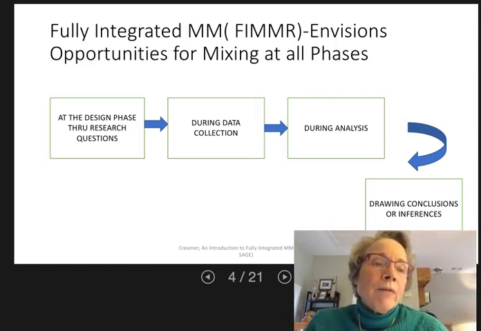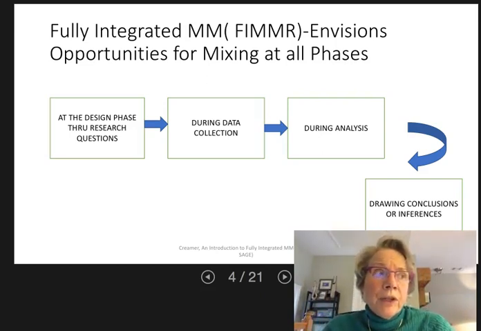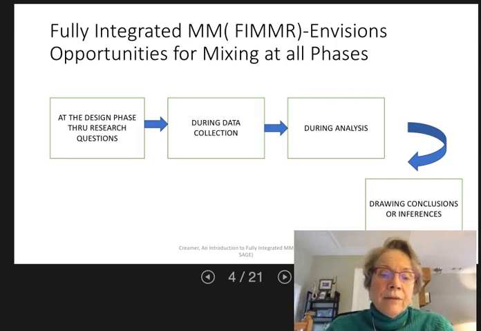So in the book, my focus, unlike other textbooks, which tend to focus on a classic set of designs, in my textbook, I join Pat Bazeley in a way in that my emphasis is on mixing, ways to mix at every stage of the research process, from when it is designed and the research questions are crafted, through when the data are collected, through the analysis stage, which most people consider the most important time to mix, and then finally in the process of drawing conclusions.